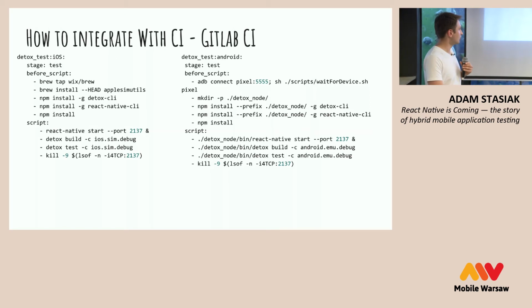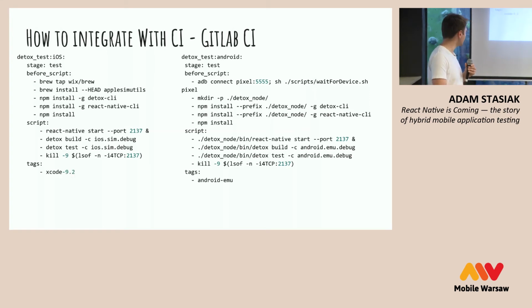For Android, also, one second. For GitLab, we are using tags to specify the environment which we use for running those jobs. For iOS, we use an environment called Xcode and a version. So we have different components, different machines used for running. And for Android, we have Android emu, where we have a configured environment for running Android builds.